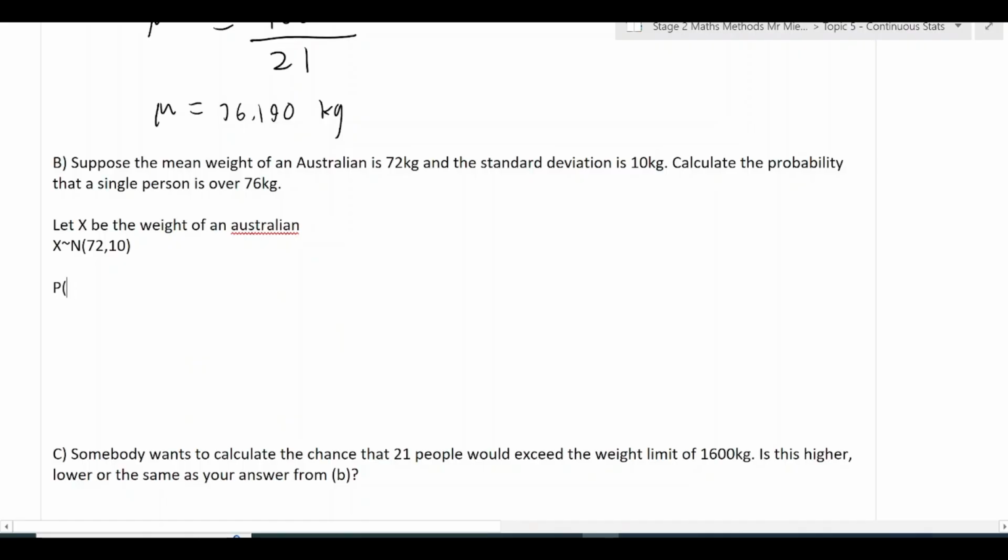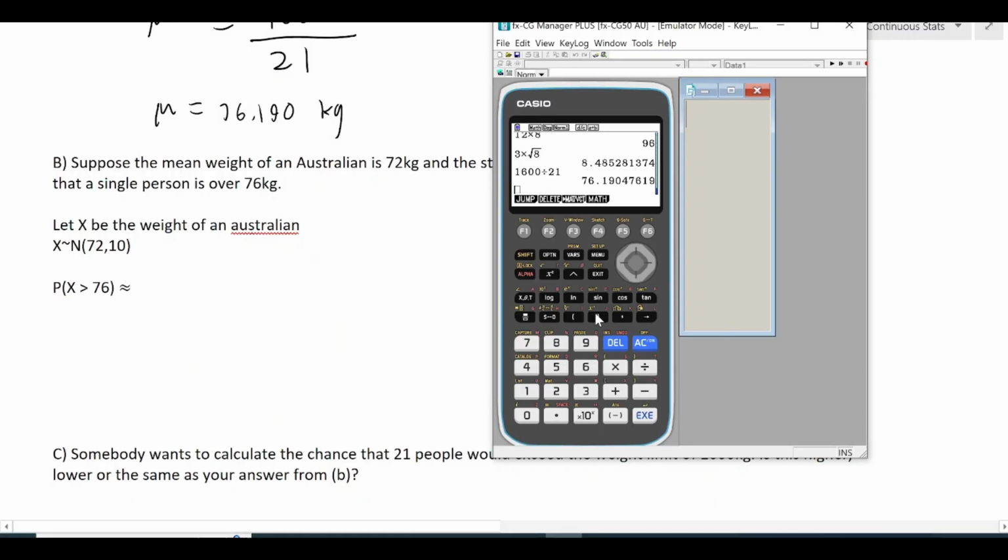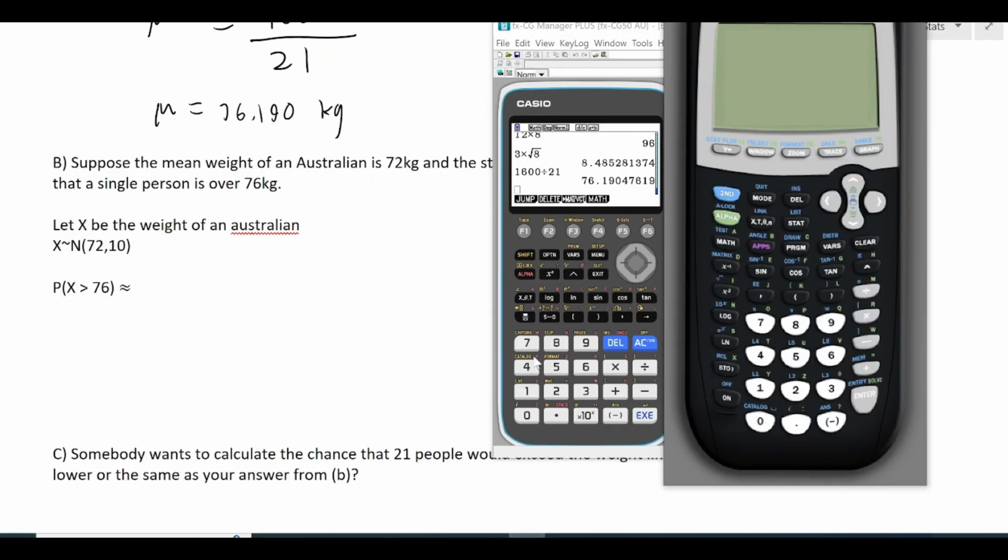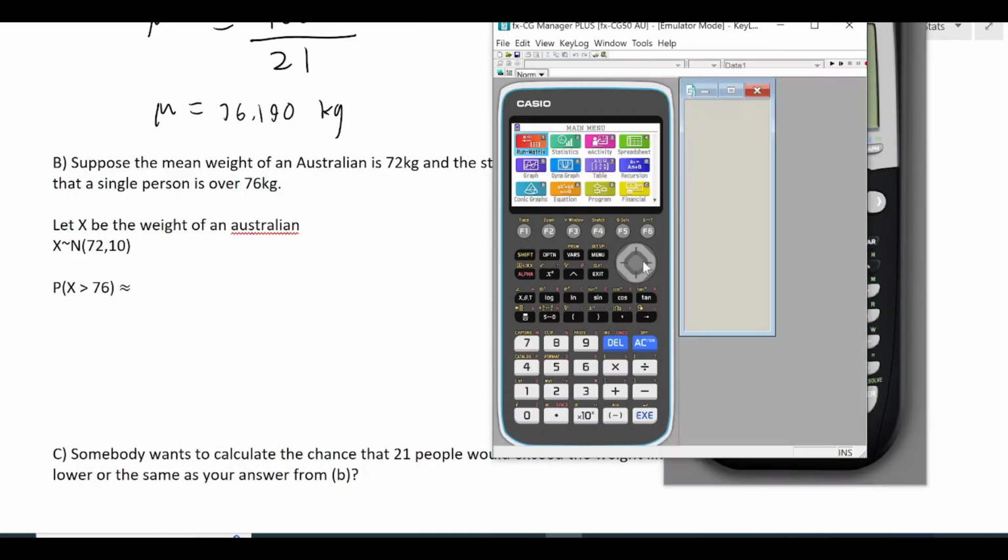So the probability that X is bigger than 76 is going to be approximately equal to, and this is where we do the normal CDF. If you're on a Texas, it's going to be in your second distribution, normal CDF. If you're on a Casio, it's going to be menu, stats, distribution, norm, NCD. But at any rate, our lower is going to be 76. Upper is going to be a whole bunch of 9s. And standard deviation we said was 10. And our mean was 72. So we'll pop all those numbers in.